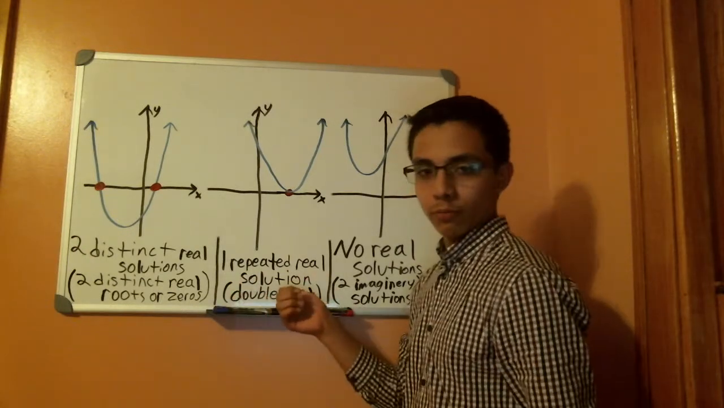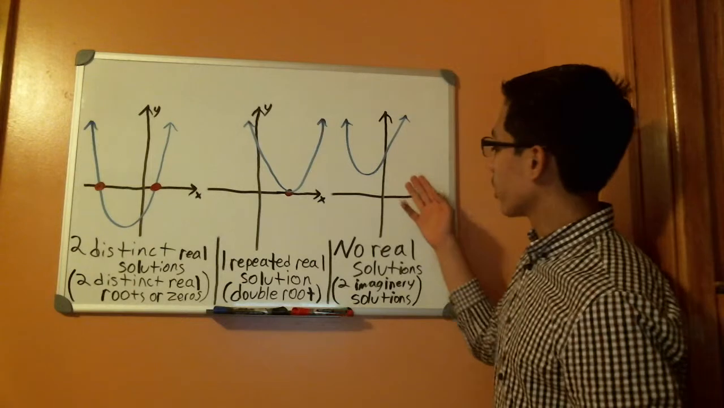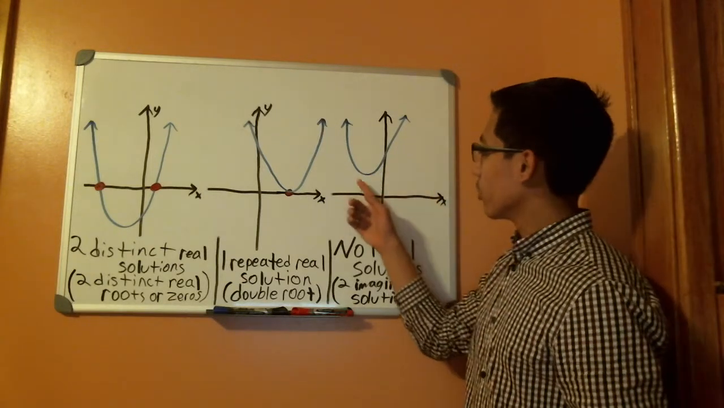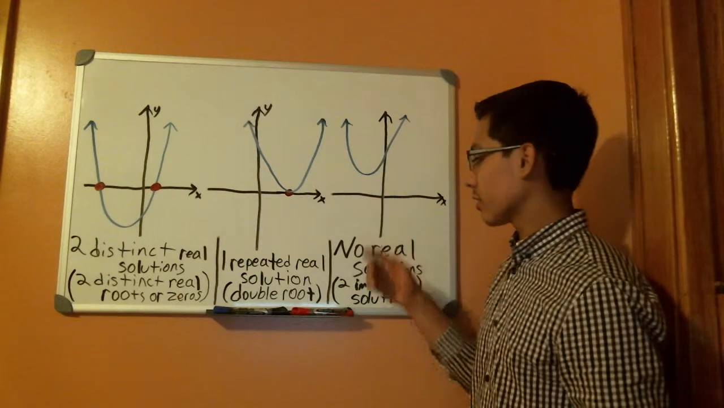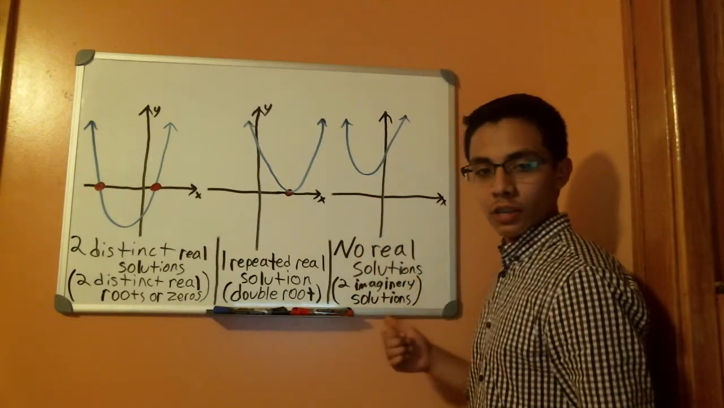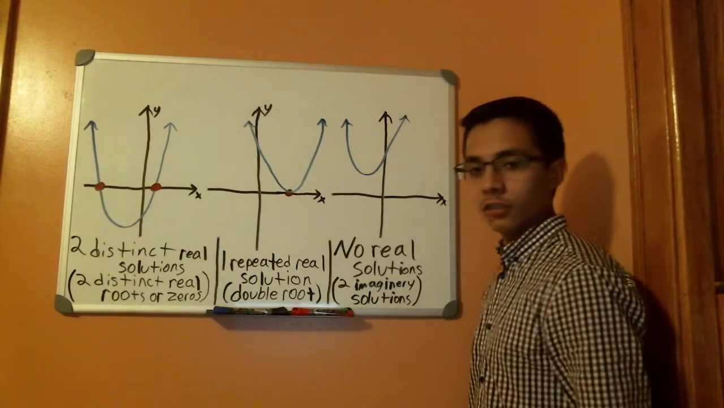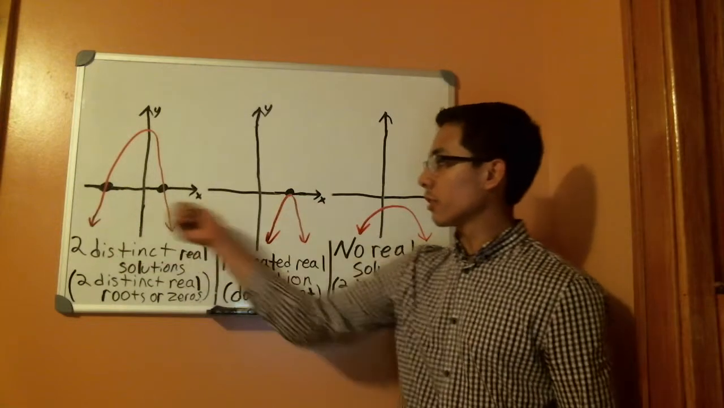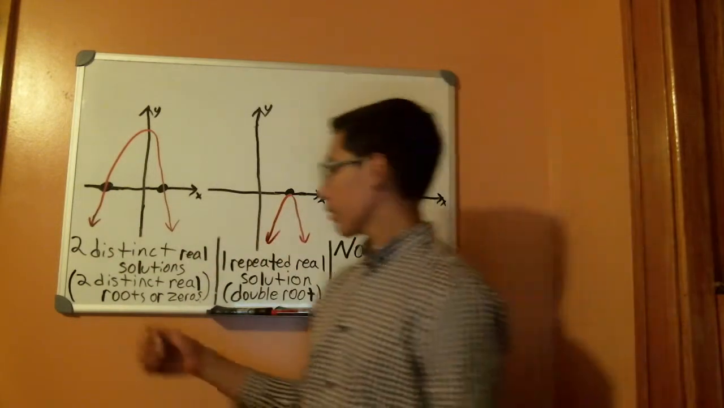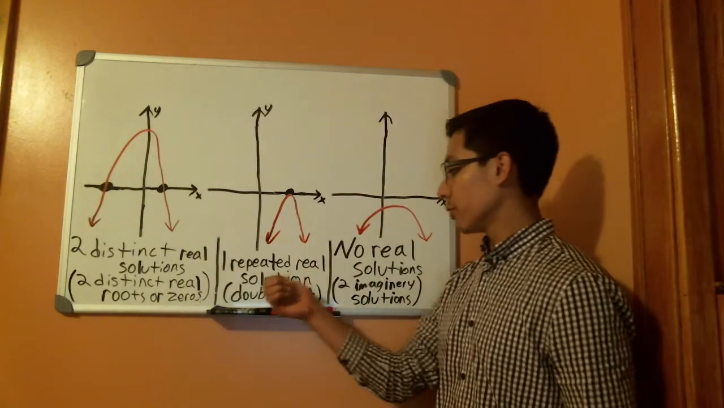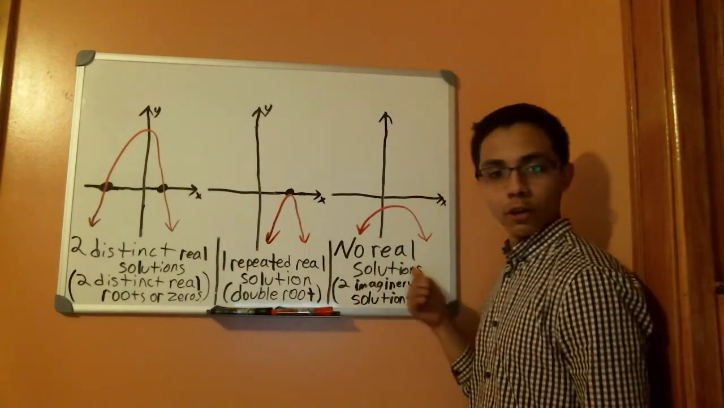or a double root. In this third graph, the parabola is above the x-axis, so there are no points of intersection with the x-axis. Therefore, there are no real solutions, and there are two imaginary solutions instead. Similarly, with the parabolas opening downward, we either have two distinct real solutions, one repeated real solution, or no real solutions.